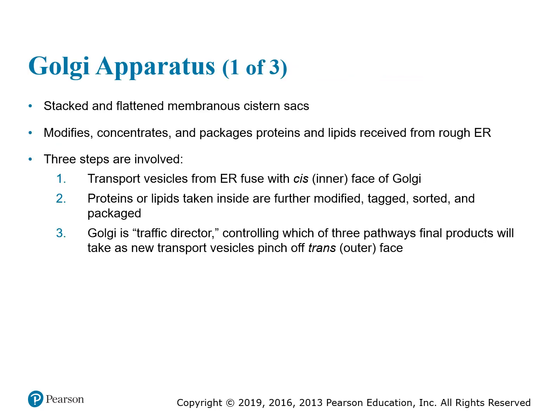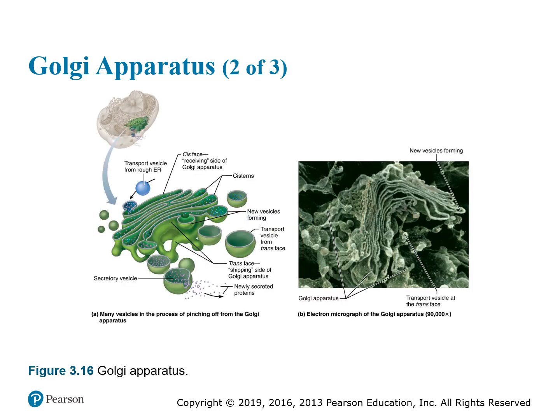And the endoplasmic reticulum is often packaging and sending to a complex called the Golgi apparatus. So the Golgi apparatus is a series of stacked and flattened membrane sacs. It looks very similar to the endoplasmic reticulum, but it's modifying, concentrating, and packaging proteins and lipids received from the rough ER. So some steps involved. The transport vesicles from the ER fuse with the cis face of the Golgi. The proteins are taken inside to be modified, tagged, sorted, and packaged, and then the Golgi will actually send them out of its trans face towards the intended target, either outside of the cell or further in the cell, etc.